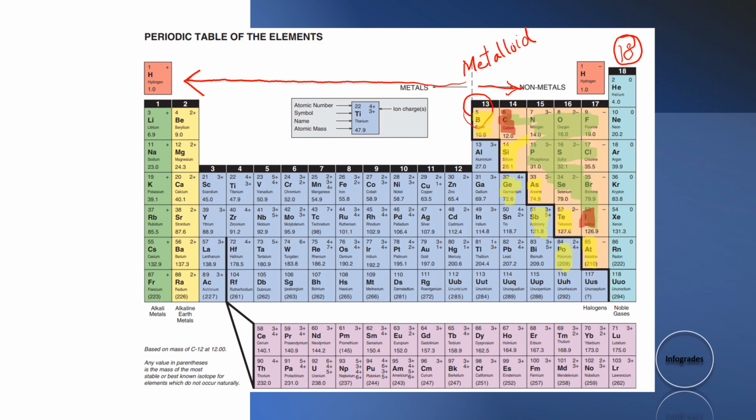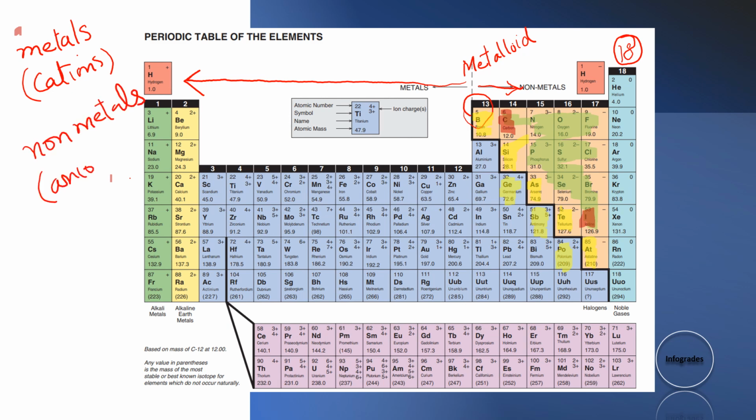So the nonmetals are dull, brittle, poor conductors of electricity, and they do gain electrons. So the nonmetals make anions. Metals lose electrons and they make cations. Nonmetals gain electrons and they make anions. I have covered that already in another video.